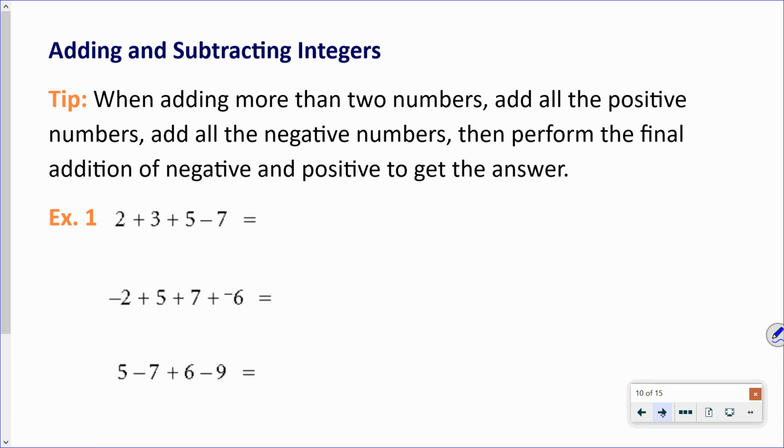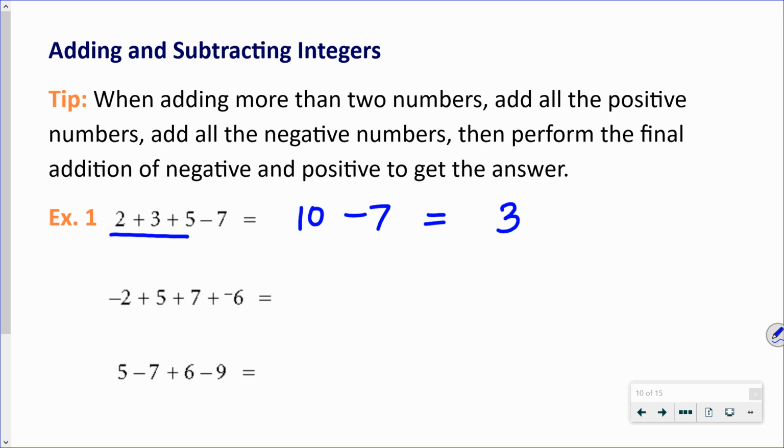Adding and subtracting integers when you've got more than one in a row, I recommend that you add all the positives, add all the negatives, and then perform the final addition by doing a negative and a positive together. So add all the positives, separately add all the negatives. What that would mean for this example is I've got a bunch of positives, 2, 3, and 5, gives me 10. And then I have a negative, and then I'm going to do one last simplifying step to get my final answer.